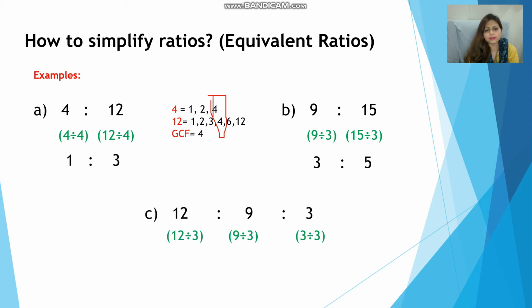So 3 is the number which can divide all 3: 12 divided by 3, 9 divided by 3 and 3 divided by 3. And we get our simplified ratio, which is 4 to 3 to 1. So this is how we are going to simplify a ratio, by dividing by their greatest common factor.